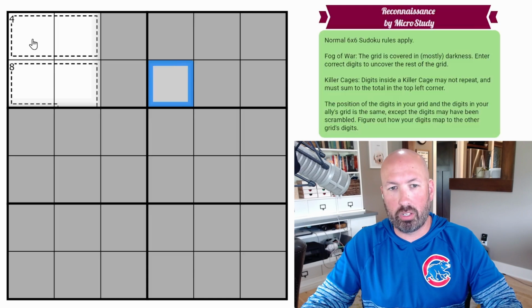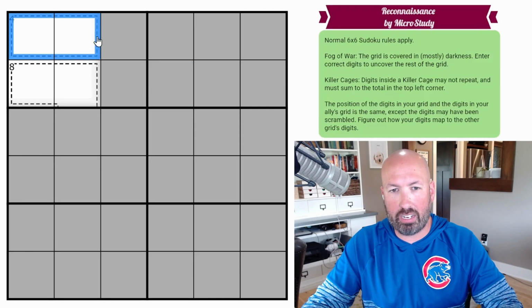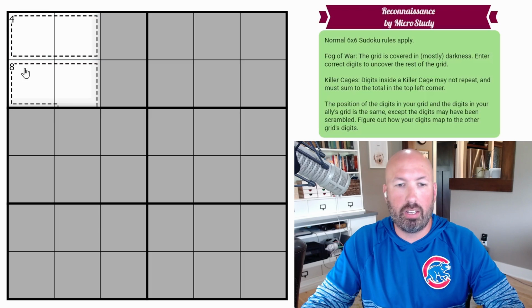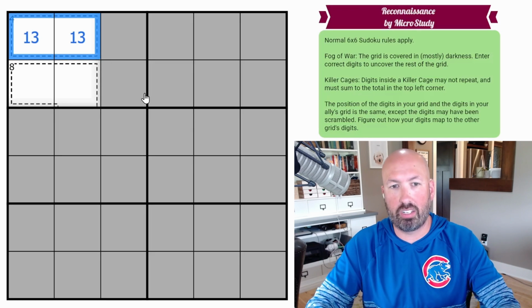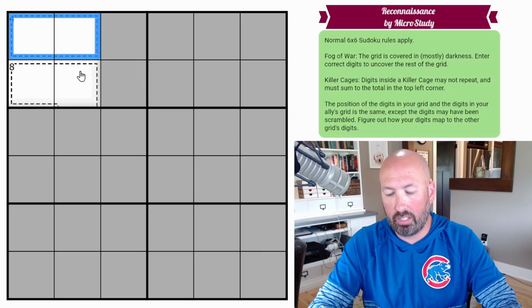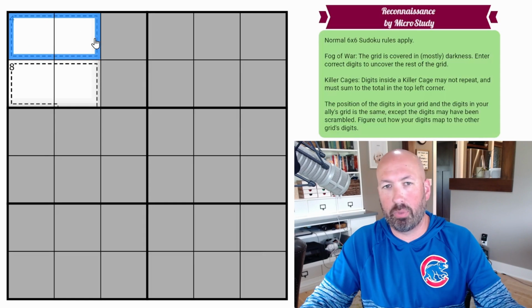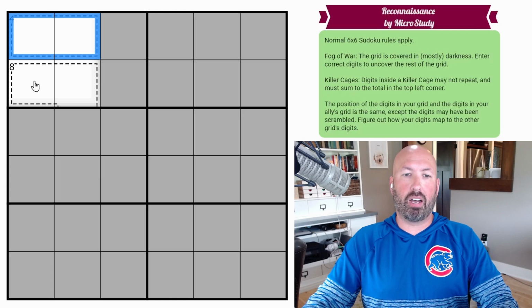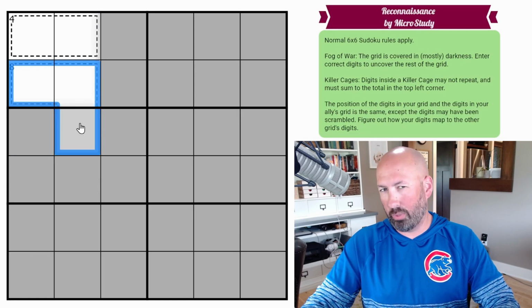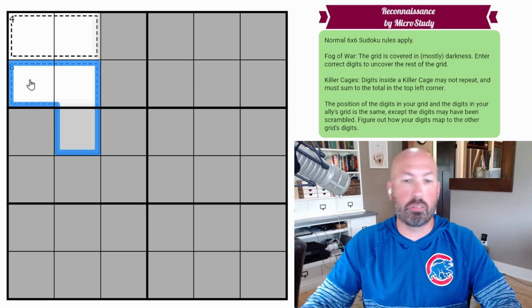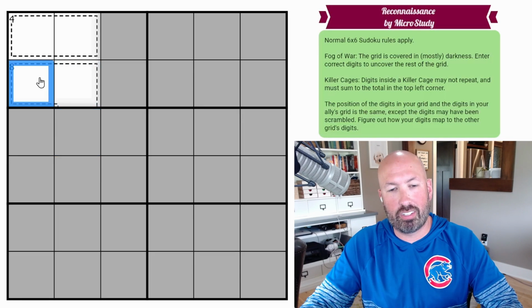And killer cages. So killer cages, basically anything with a dashed line is a cage, and the digits within that cage have to sum to the number in the corner. So for example, this 2-cell 4 cage is going to have to be 1 and 3, or like 2 and 2, but you can't put 2 2s in the same box or row. This one, we don't know how far it extends, although we kind of know because it's an 8 cage, but it extends into the fog, so we'll have to have that revealed at some point.